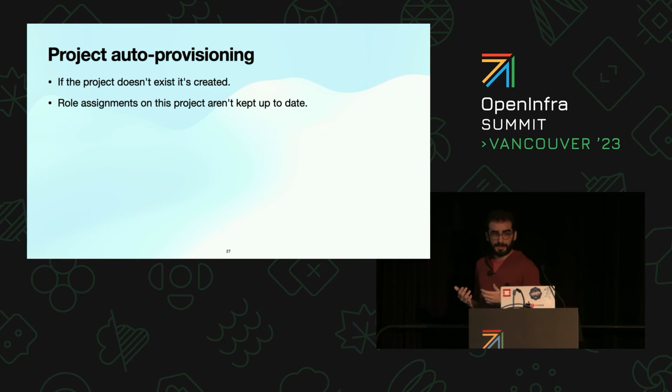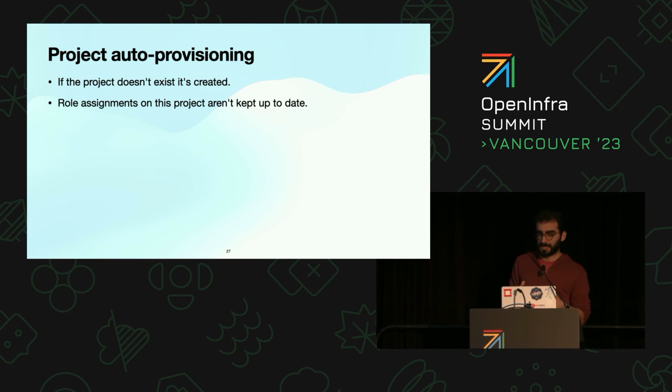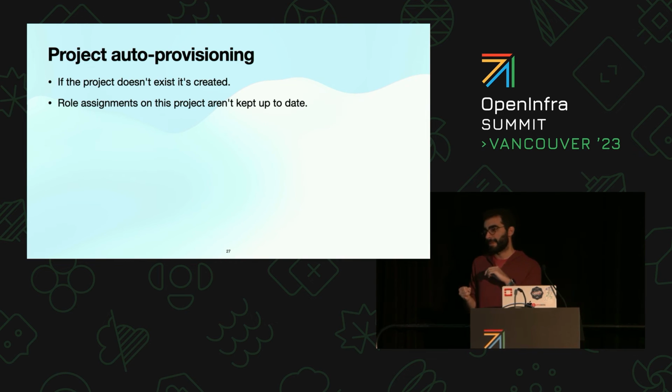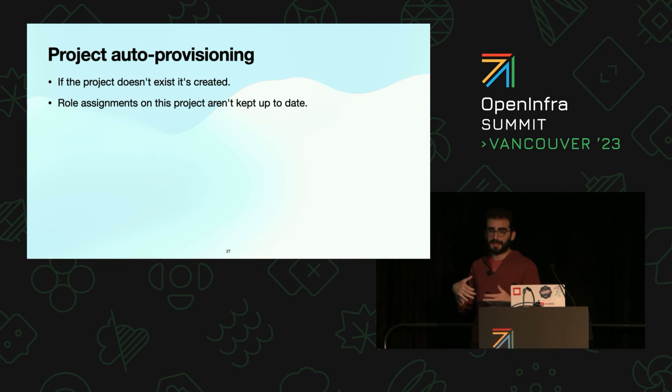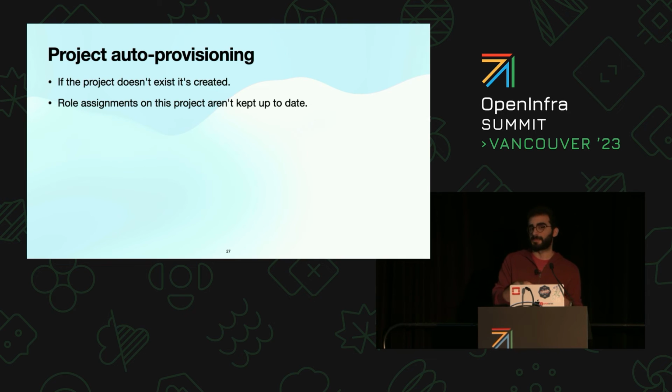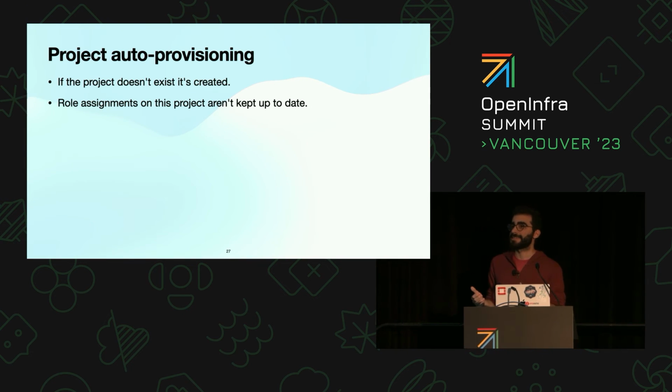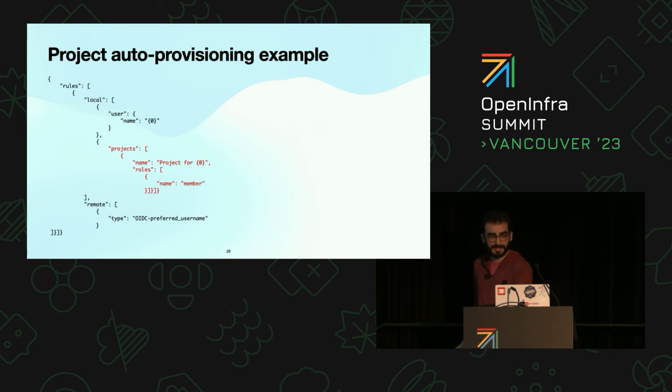Another option is project auto-provisioning. So you can specify a project field in the local value of the mappings. One big caveat of this is that role membership is not going to be kept up to date. So if a user is granted a project and then they re-authenticate and the mapping would map them to a different one, it's not going to remove them from the previous project. So these are useful for simple things like giving someone their personal project.